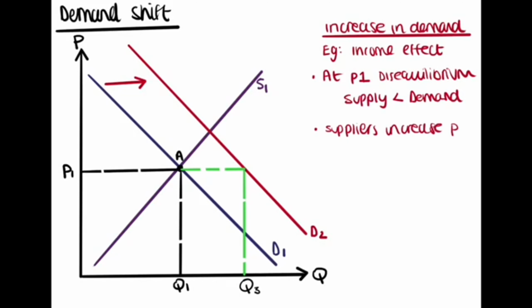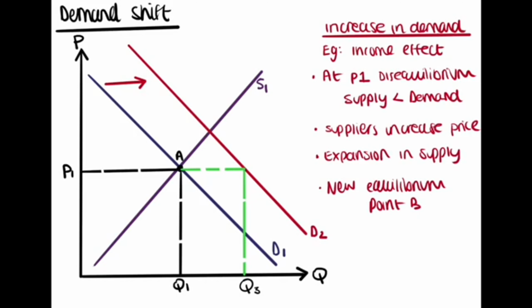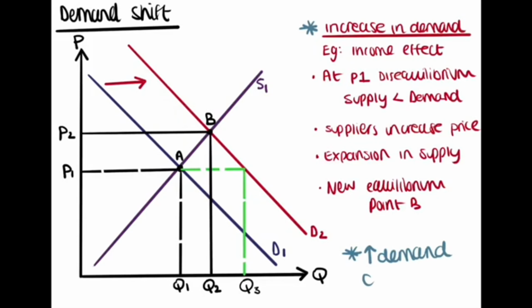Because there is excess demand in the market, suppliers can then increase price to P2. The increase in price leads to an expansion in supply, and we are able to reach a new equilibrium point, which is point B. It's important to note that the increase in price in the market was caused by the shift in demand to the right.